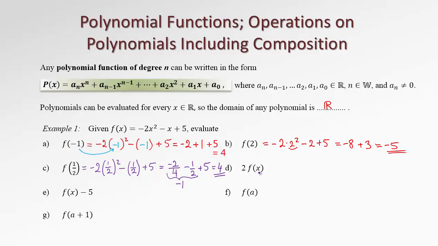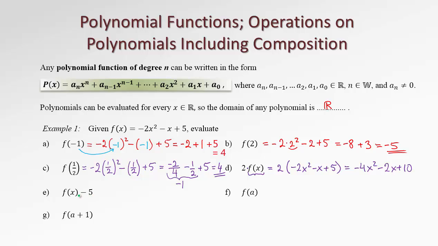Okay, let's see the next question. 2 times f of x. Don't be confused by the 2. The 2 is outside of f of x. So we have to write what f of x is and then multiply it by 2. Okay, 2 instead of f of x, let's open a bracket and write down what f of x is. -2x squared minus x plus 5. Whole thing. And then multiply through, we'll get a new function. It will be -4x squared, distributive property, -2x, and plus 10.